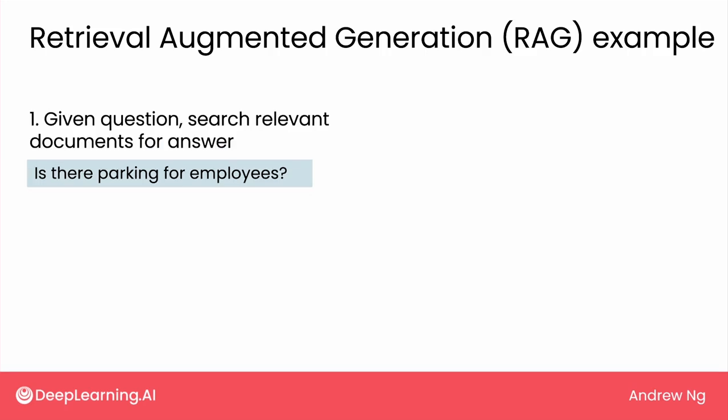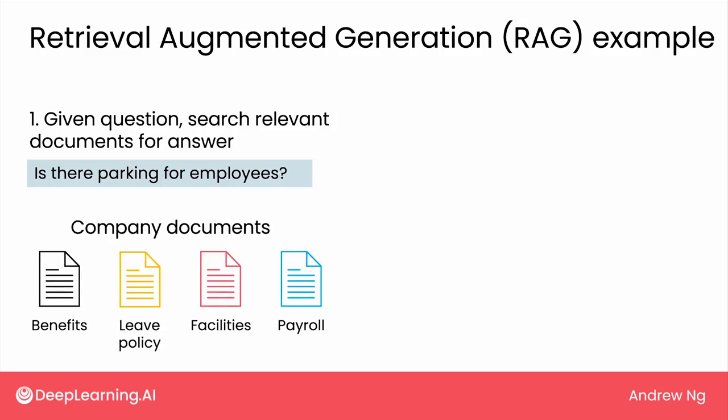How does it work? RAG has 3 steps. Step 1 is, given a question, is there parking for employees? It'll first look through a collection of documents that may have the answer. For example, if your company has different documents on the benefits offered to employees and the leave policy, and some documents on the facilities, and some documents on payroll processes, then the first step in the RAG system would be to have the computer find out which, if any, of these documents is most relevant to this question. And parking seems like a question about the facilities, about the building that your team works in, and so hopefully you'll select out the facilities document as most relevant.